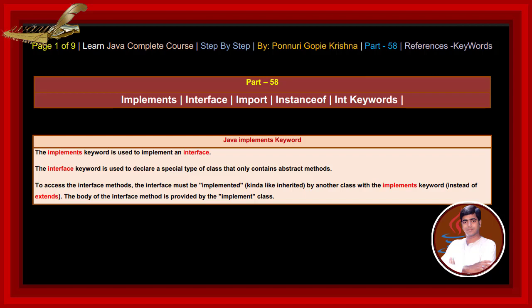Java implements keyword. The implements keyword is used to implement an interface. The interface keyword is used to declare a special type of class that only contains abstract methods. To access the interface methods, the interface must be implemented, kind of like inherited, by another class with the implements keyword instead of extends. The body of the interface method is provided by the implement class.